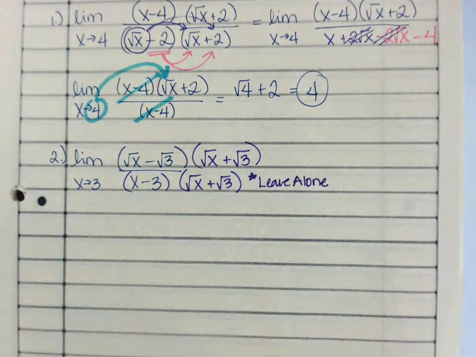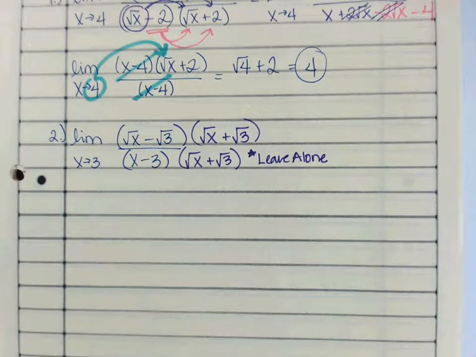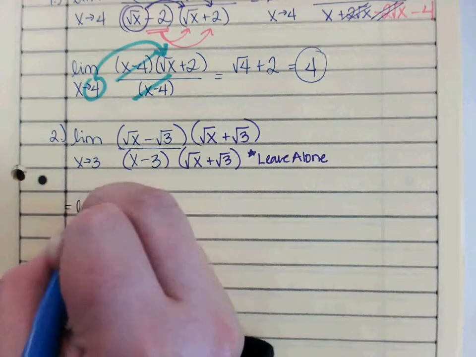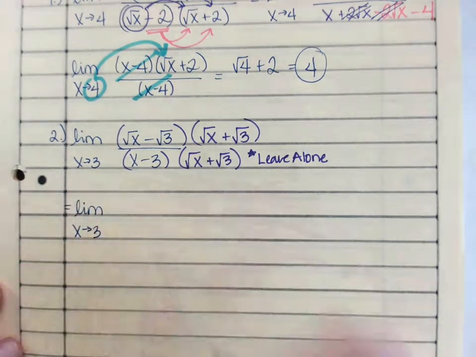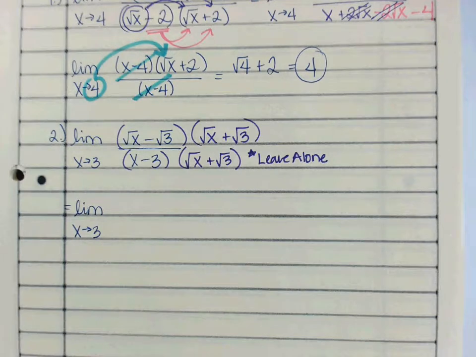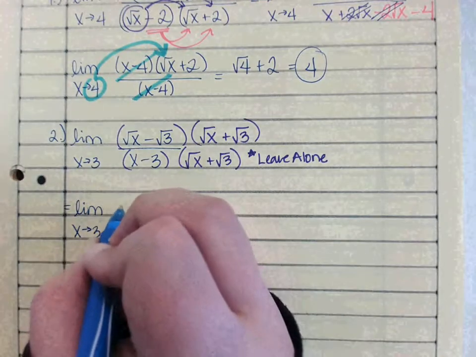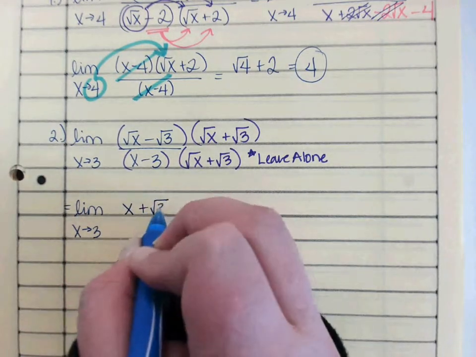Okay, but the bottom, you're going to leave it alone. Don't change the bottom, only multiply the top. Okay, on top, root x times root x. Regular x, very good. Write it down. Next one, root x times root 3. Root 3x. So I have regular x plus root 3x.